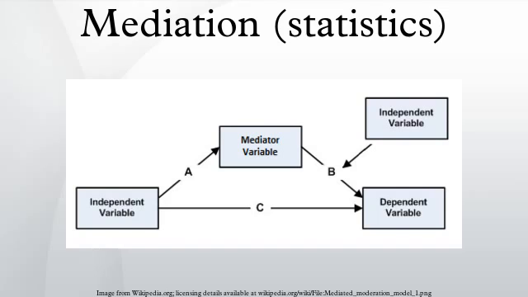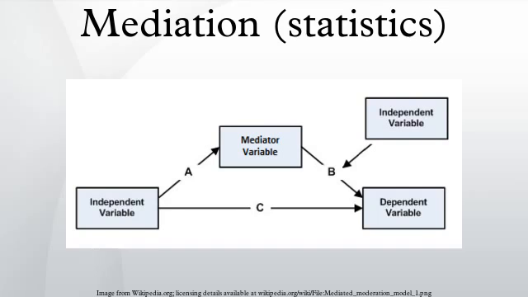Step 1. Regress the dependent variable on the independent variable. In other words, confirm that the independent variable is a significant predictor of the dependent variable. Independent variable → dependent variable: β11 is significant.